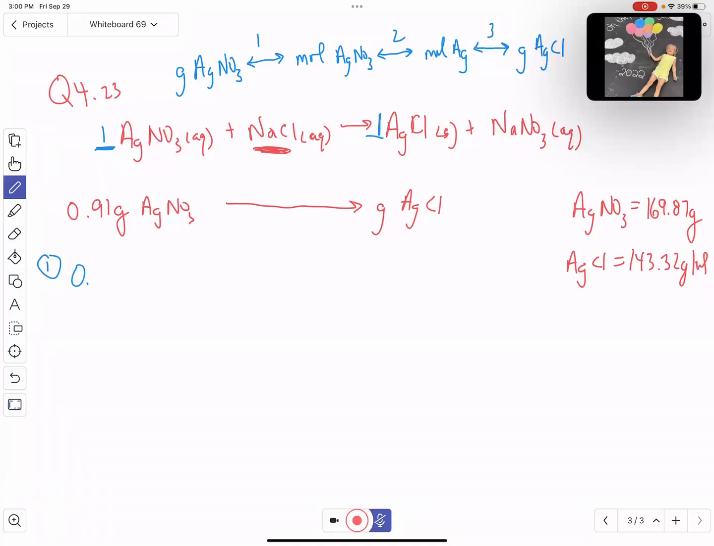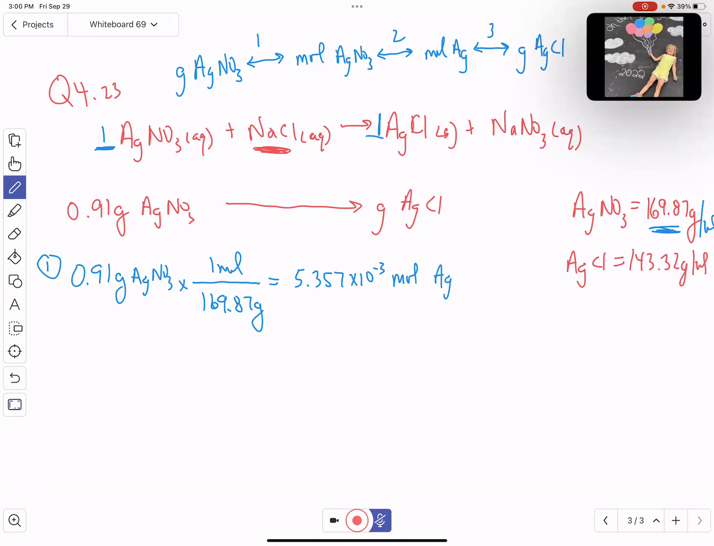Silver nitrate, we've got 0.91 grams of silver nitrate. And we go and look up the molar mass. The molar mass is 169.87 grams for 1 mole of silver nitrate. All right, 0.91 divided by 169.87, I get about 5.357 times 10 to the minus 3 moles of silver nitrate.